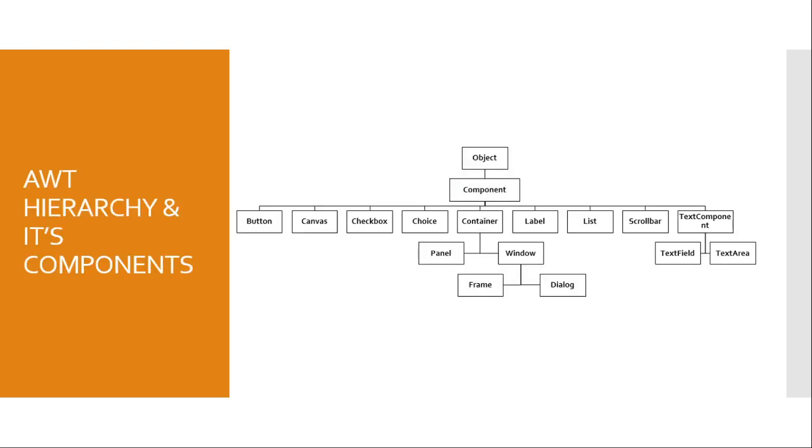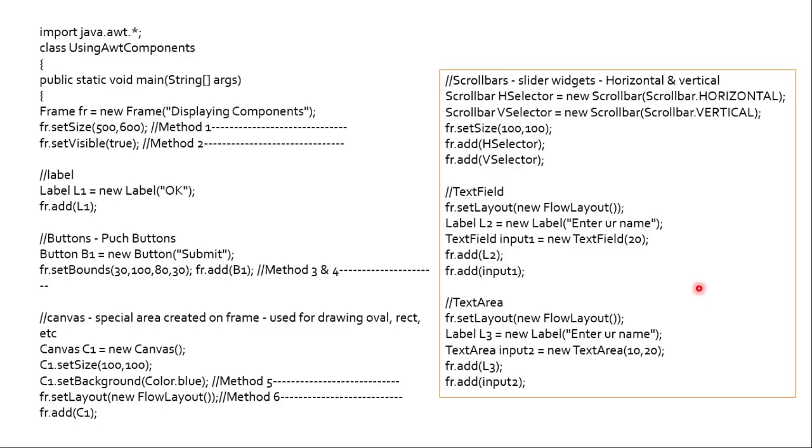So this is the hierarchy which we have seen in the previous classes, and for these classes like buttons, canvas, checkbox, for all these things we are going to make a program and display that using Netbeans. Okay, so the program goes like this. I'll just give you a glimpse on this, then let's get into Netbeans for the practical session.